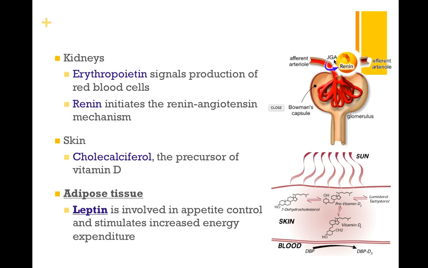The other organ that secretes a hormone is our skin. It is responsible for secreting cholecalciferol, and that is the precursor to vitamin D. And we've already discussed how important vitamin D is for calcium absorption. Our adipose tissue will also have its own hormone it'll secrete, and that is leptin. Leptin will help control our appetite and also stimulate increased energy expenditure.